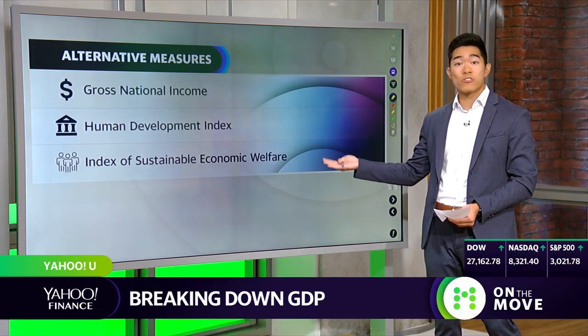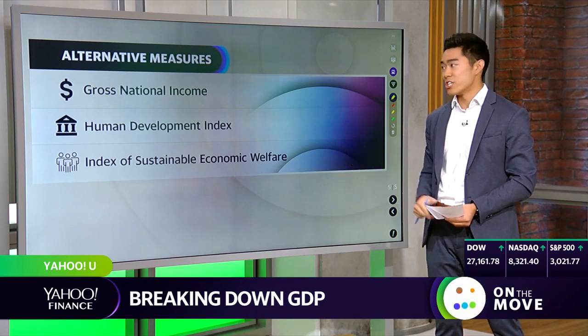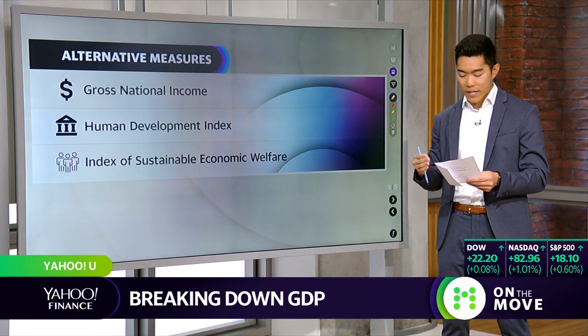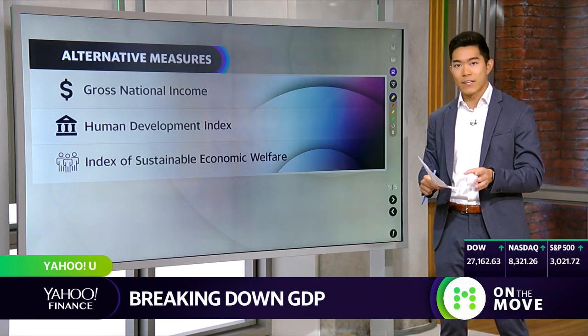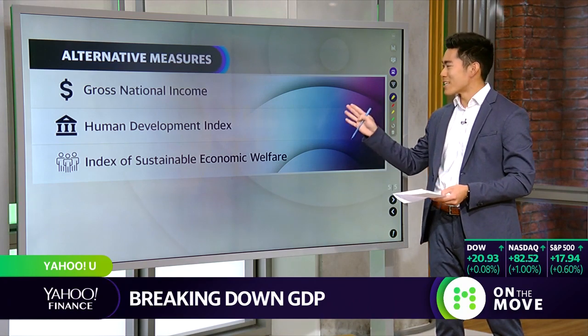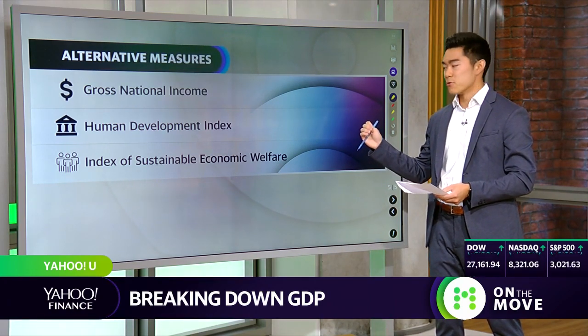Now, there are alternative measures that have been pitched as a substitute to GDP. One of them is gross national income. Gross national income actually accounts for spending in production, but it actually measures it by income and actually accounts for income that might be made by Americans abroad. That generally tends to overstate GDP, which is a reason why people don't look at it.